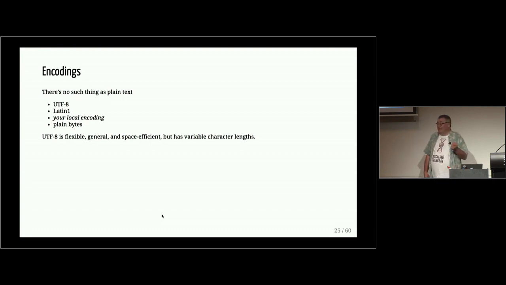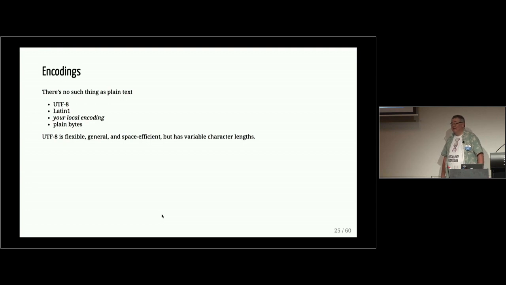You could have Latin 1, which is a 1 byte per character thing that works for Western European languages. You could have your local encoding. If you're in New Zealand, it will let you do Maori place names. If you're in China, it's just complicated. It's even more complicated if you're in Vietnam, where it is a 1 byte per character thing, but it's really, really packed tightly into the 1 byte. Or you could have just plain bytes. You could have a string of bytes, and you could just be thinking of them as bytes and not particularly as text.